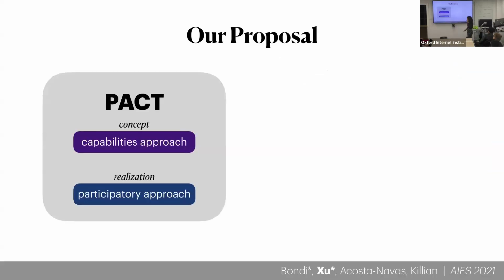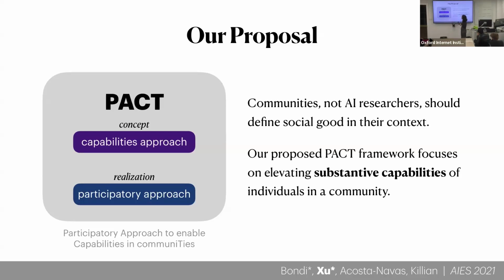But this drove us on this little journey of trying to understand, can we find at least an answer for ourselves of what that should look like? And the approach that we pitch in our paper is a framework called PACT, which stands for Participatory Approach to Enable Capabilities in Communities. The high level concept is that it should be the impacted communities and stakeholders, and not AI researchers, who get to define what social good means in their context.